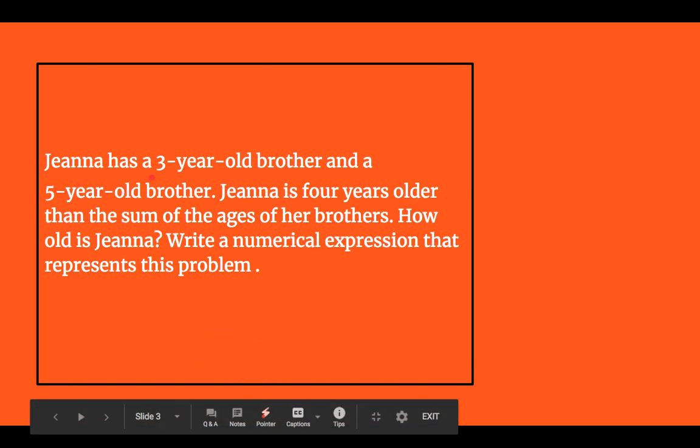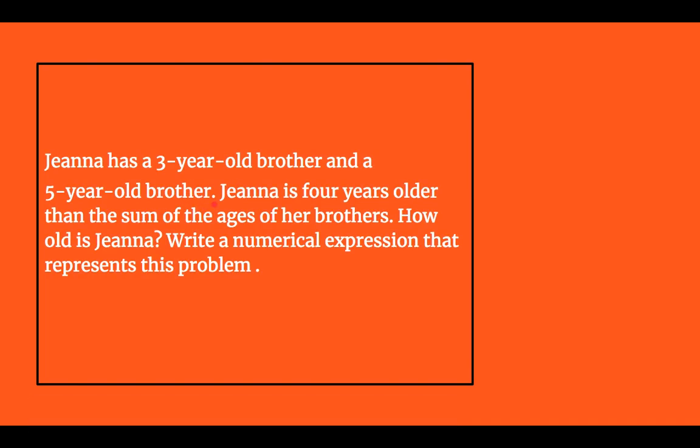Jenna has a 3-year-old brother and a 5-year-old brother. Jenna is 4 years older than the sum of the ages of her brothers. Okay. Let me think about that. Got it. How old is Jenna? Write a numerical expression that represents this problem.